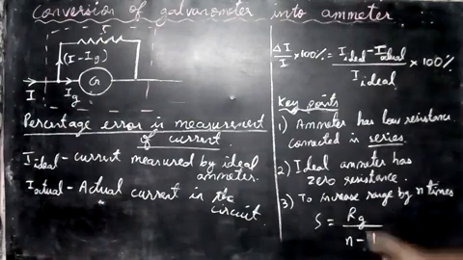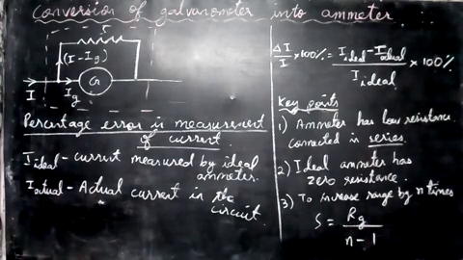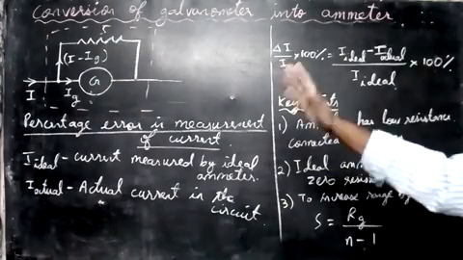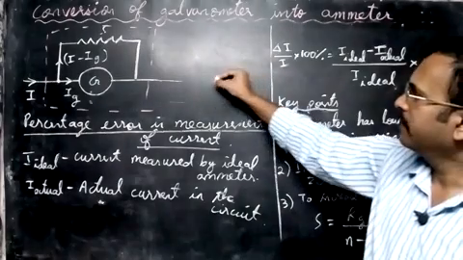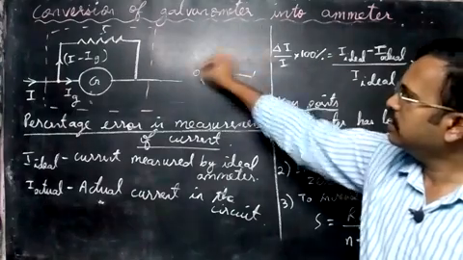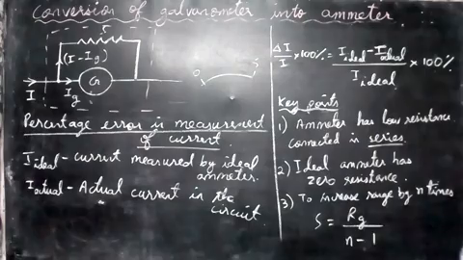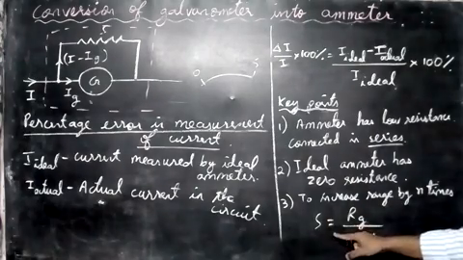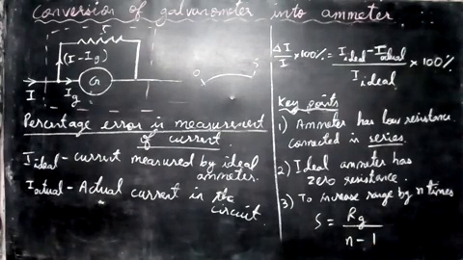Next, we want to increase the current range. Say the reading was 0 to 1 ampere. Let's imagine this is the scale of the ammeter, with 0 and then 1. Now you want to increase the range to 5 amperes. So what must you do? You must use the shunt resistance. The shunt resistance S is equal to Rg by N minus 1, where N is equal to 1, 2, 3, 4. In this way you can increase the range of the ammeter.